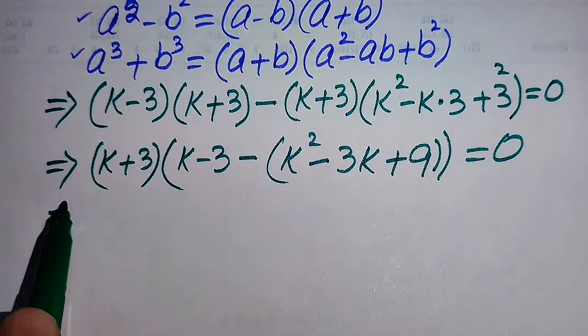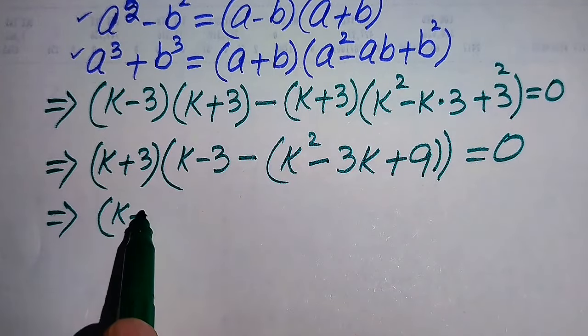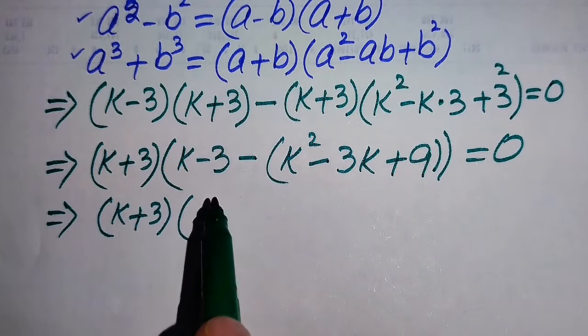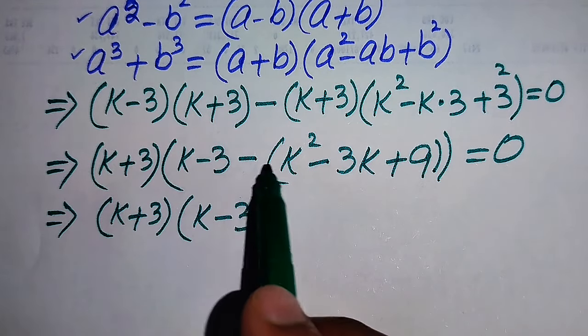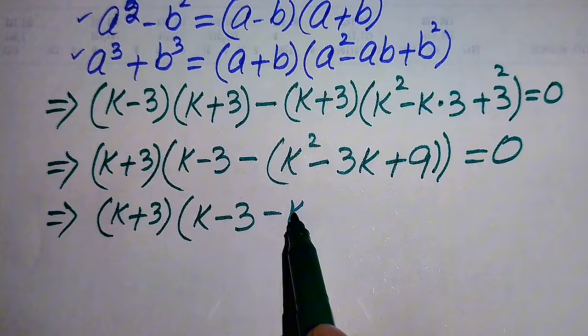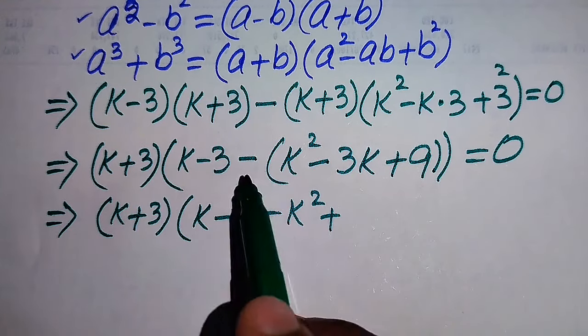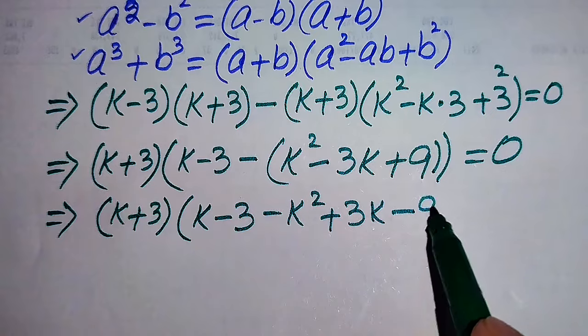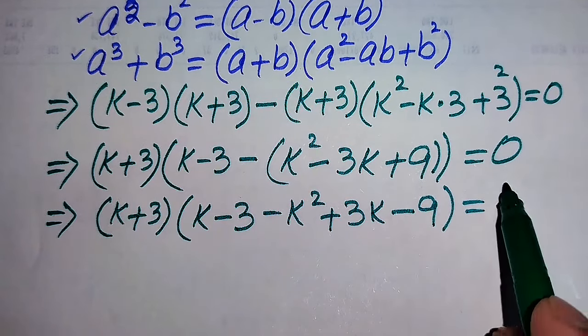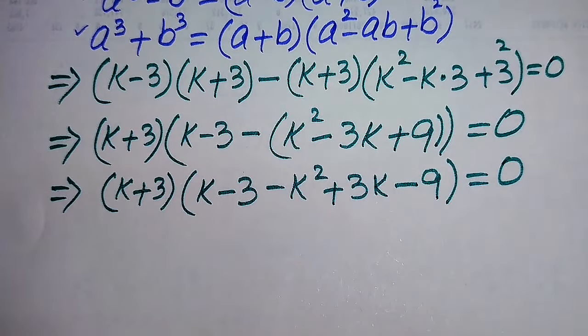Here we need a little bit more simplification, and it will be written as k plus 3 times, this is k minus 3, and here we multiply this negative sign on each of these values, and it will be written as minus k square. This is minus times minus becomes 3k, and this is minus times plus becomes minus 9, and this whole equation is equal to 0.